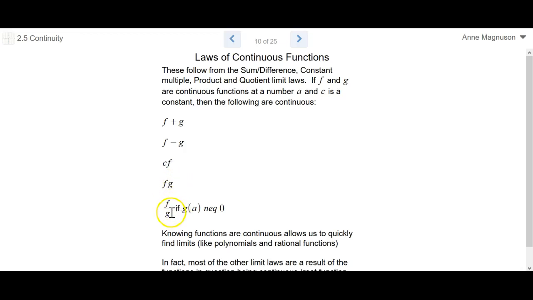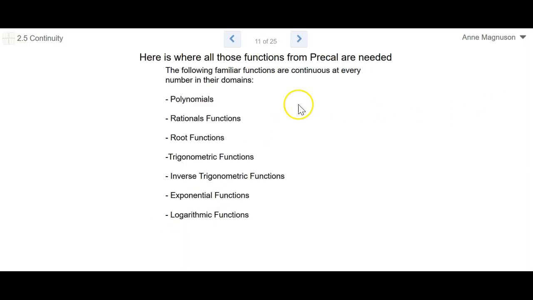Their product and their quotient are continuous as long as the function g is not equal to 0 at a certain number. So remember all those functions that you covered in pre-calculus that are continuous in their domains.